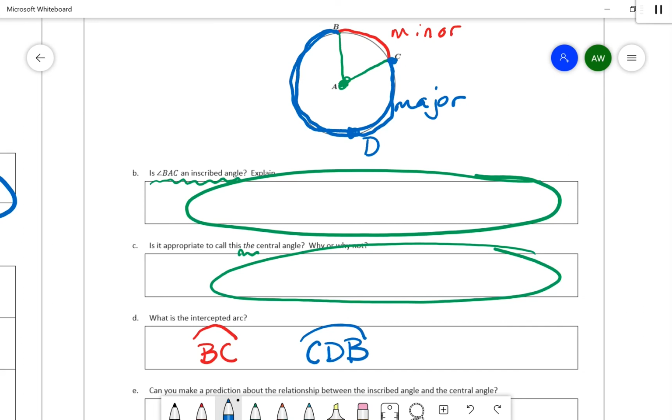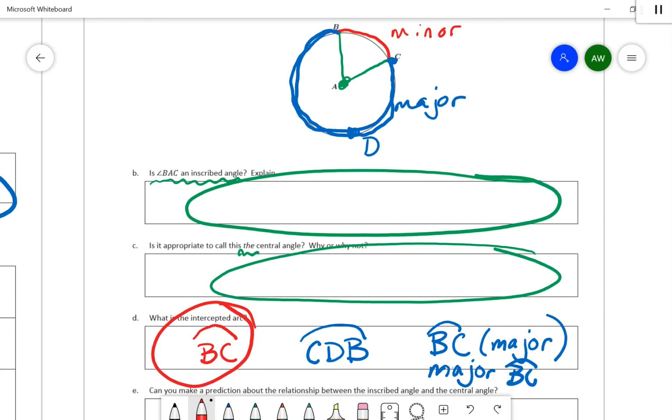Another thing you could do is you could just write that you're talking about the major arc. So you could say arc BC, I'm talking about the major one. Or you could write out major arc BC. So you have lots of options there, but typically we will be looking at the minor arc instead of the major arc, so you shouldn't encounter this very often. All right, let's move a little bit forward.